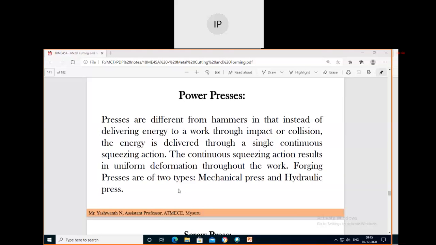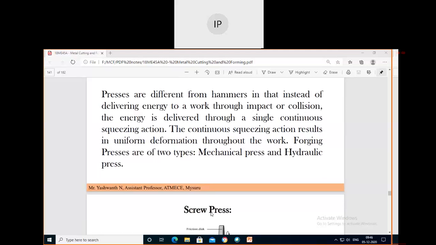The forging presses are of two types. The first one is the mechanical press and the second one is the hydraulic press. Again, mechanical presses come in different types. The first one is the crank press, the second one is the screw press, the third one is the rack and pinion press, and the last one is the knuckle press. We see the first one.